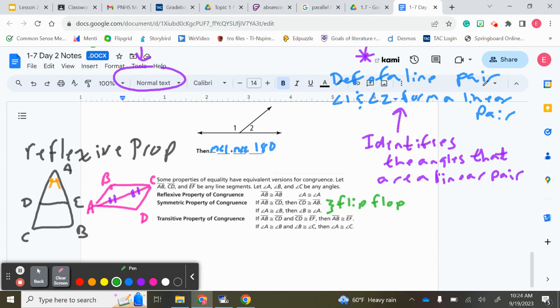It means you can switch these around, okay? Let's see, what would we call that? Segments and angles flip using this property, okay?